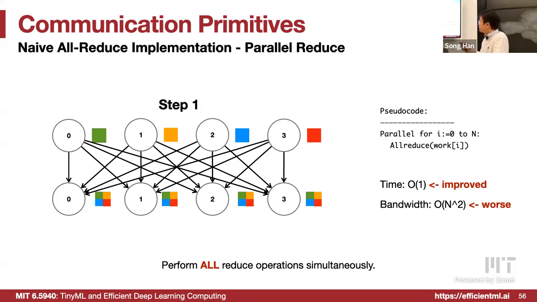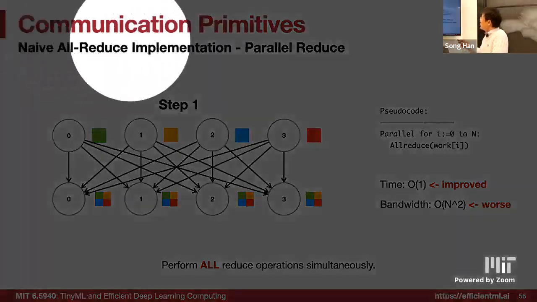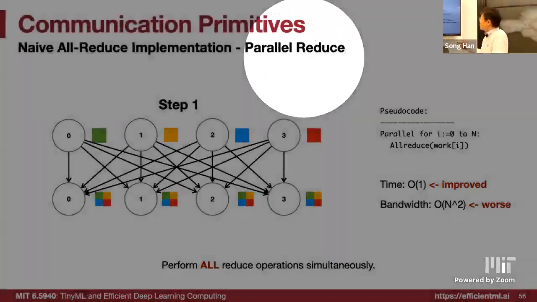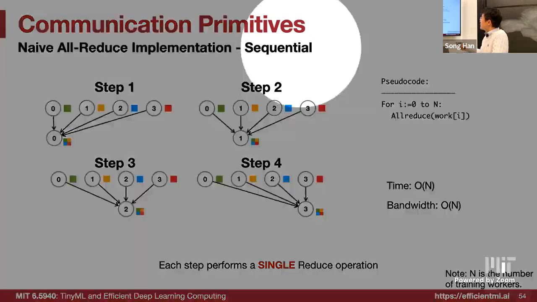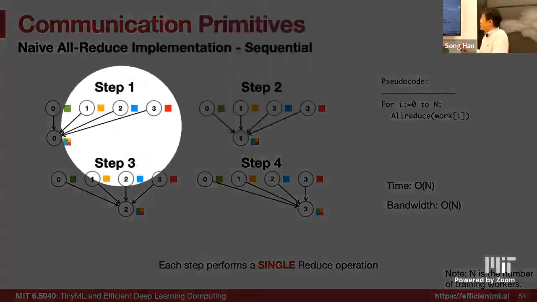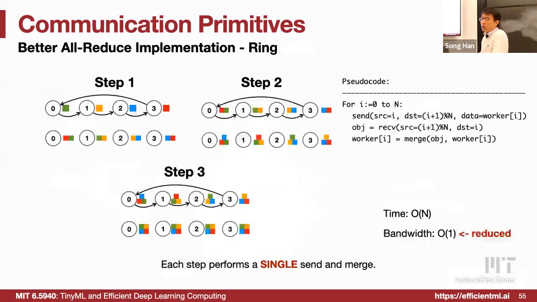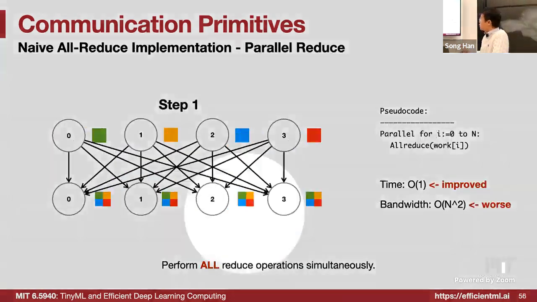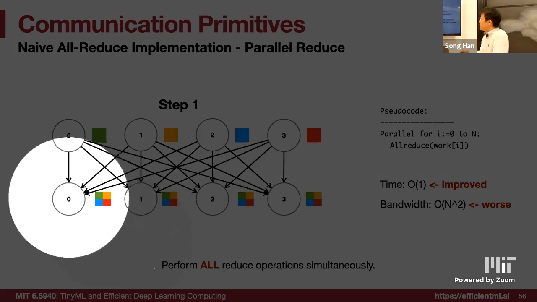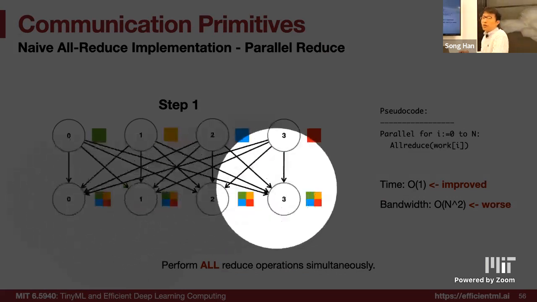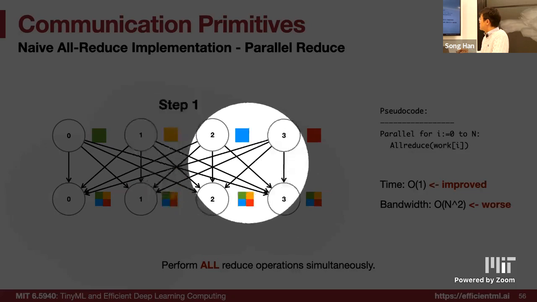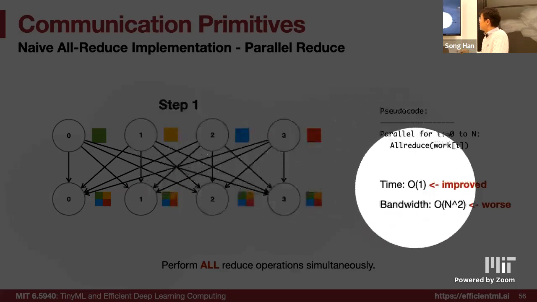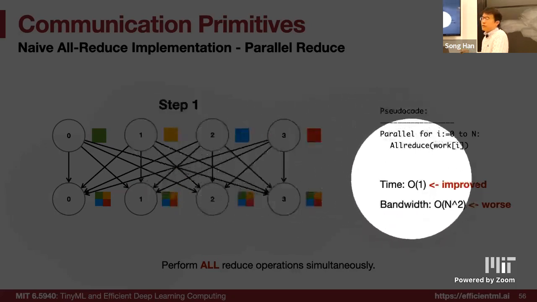Okay, so before looking at the more advanced version, let's look at a naive all-reduce implementation, parallel all-reduce. Previously we talked about sequential all-reduce, which has 4 steps for 4 workers. We can do everything in parallel. At the same time, worker 0 is doing a reduce, worker 1, worker 2, worker 3, they are all doing the reduce. So we only need O(1) time, since it's not sequential, it's parallel.